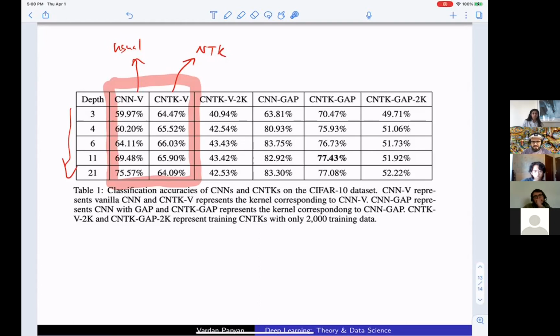But you can see that the performance is in fact not equivalent. So you would expect these two columns to be the same if NTK was truly what's happening in deep learning. You can see here two columns. Gap here stands for global average pooling. So it's basically a very similar experiment that again shows that the two methods don't perform the same.